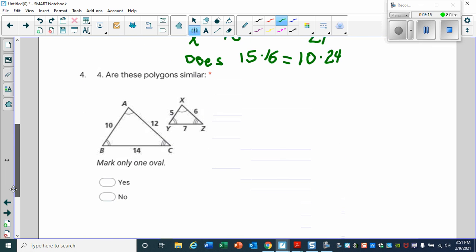Now, number 4 is going to be the same thing. This one, we can determine whether or not they're similar, but you have to look at the angles. Look at angle markings. So we notice that A is a single arc, B is the double arc, C is the triple arc. So we kind of went in this direction. So this is triangle A, B, C. And then 1, 2, 3. X, Y, Z.